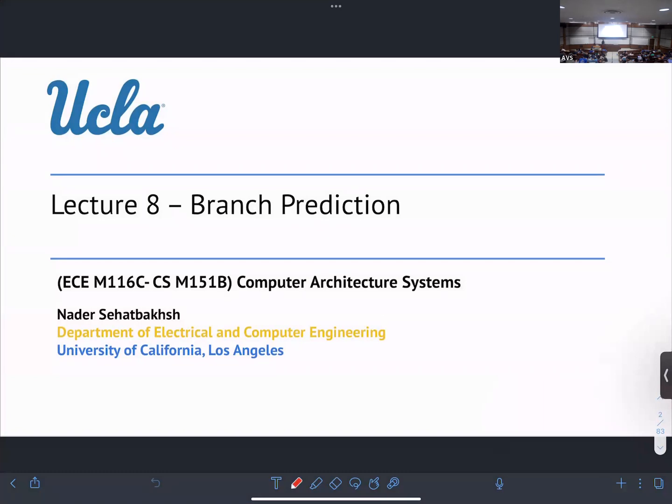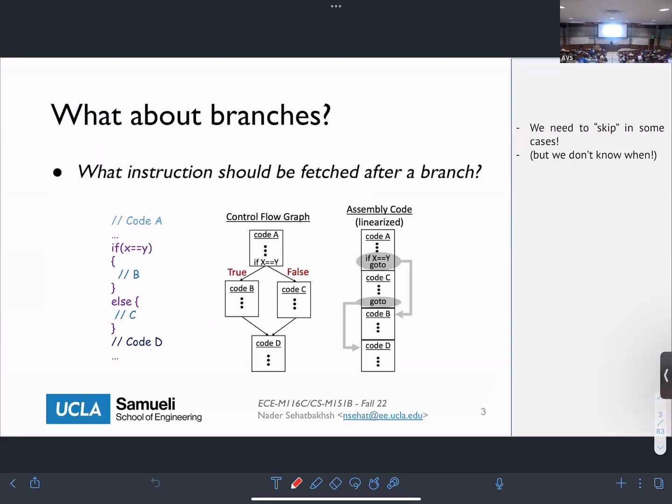So let's get started. Any question about anything before we move on? All right. So today I want to continue talking about control flow hazards and mainly what we define as branch prediction.